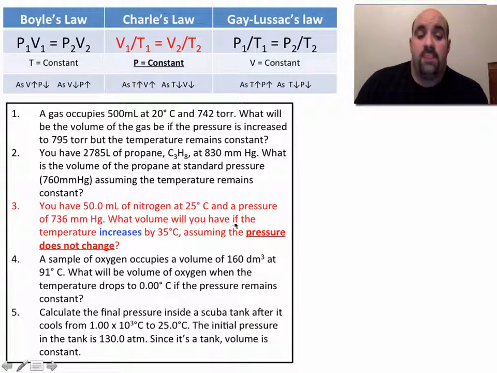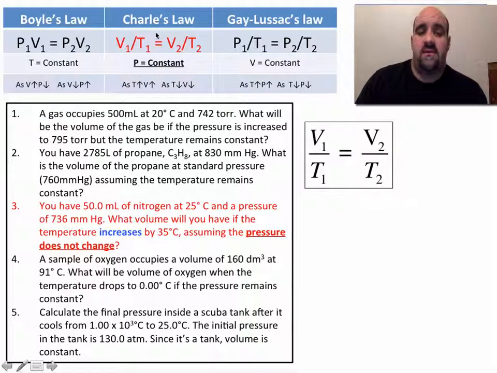Okay, so in this one, the pressure is not changing. The pressure is constant. If the pressure is constant, we use the formula without the P in it. Both of these have P, so we're going to use Charles's law. We're going to use V1 over T1 equals V2 over T2. And there is one other trick here.